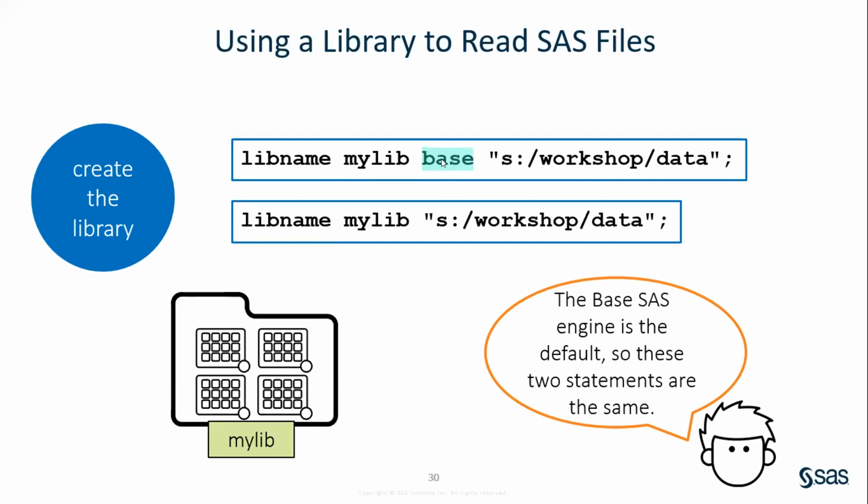So this is an example. Either you provide this engine name or you do not, because the data files you are accessing currently from this path are all SAS files. Hence, the engine called base is taken by default. This is how the folder from your external drive, having various data files, is now connected in SAS with a reference name of mylib on this path. See, it's telling that the base SAS engine is the default, so these two statements are the same.